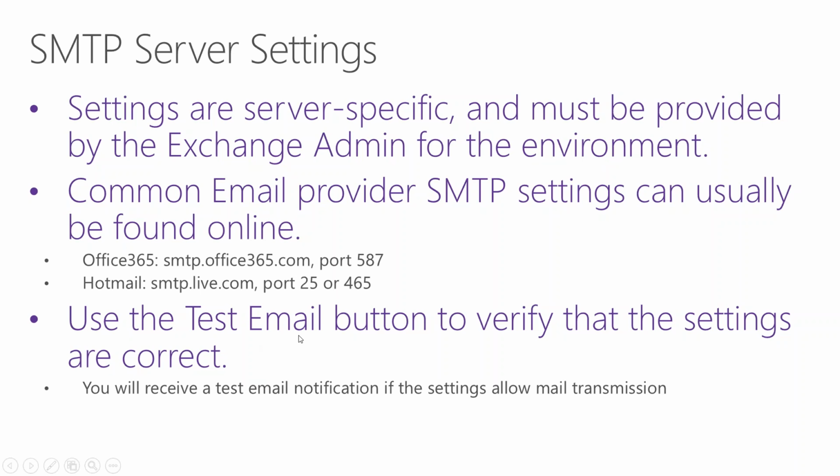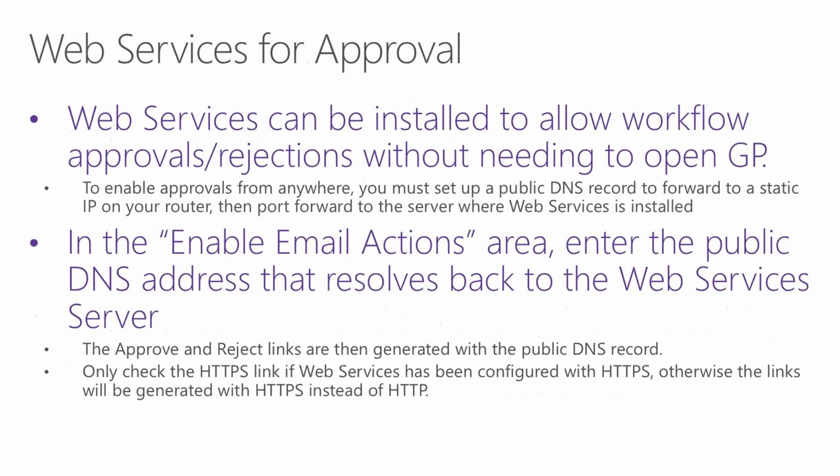And you can use that test email button to verify that the settings are correct. So web services can be installed to allow workflow approvals and rejections without needing to open GP. Right? To enable the approvals from anywhere, you have to set up a public DNS record to a static IP on your router. So again, some things that you'd want to get your IT folks involved with.